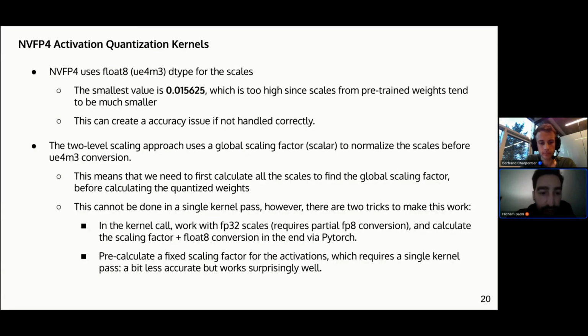So the second trick I found is that you can also use the global scale as a fixed value. It might sound strange, but it actually works. It's not as accurate as doing it properly, but it works, at least with Llama models. And if you do it like this, you only need one single kernel call, because you already have the value that you want to use to normalize the scale.